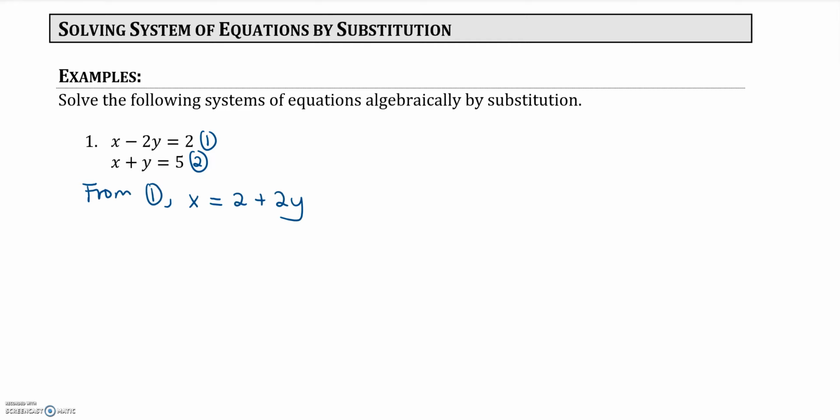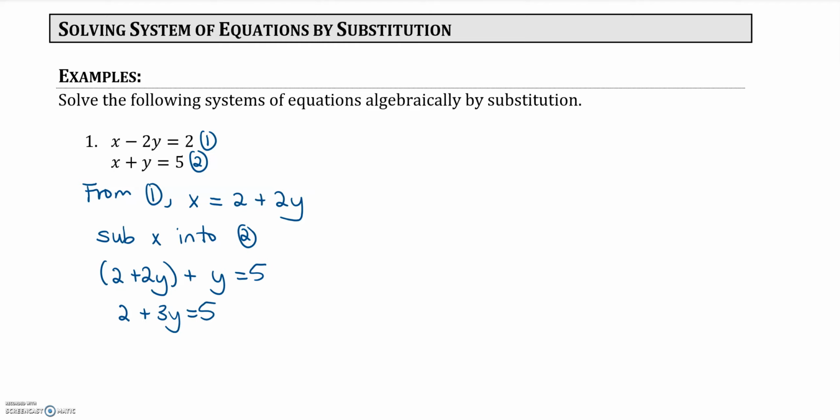Now that we have an equation for x, we can sub it into the second equation and then solve for y. You want to make sure that you substitute the expression for x into the second equation using brackets. So we have 2 plus 2y, plus y is equal to 5. That will be particularly important when there's a coefficient in front of your variable. Okay, now we can simplify this. We get 2 plus 3y is equal to 5.